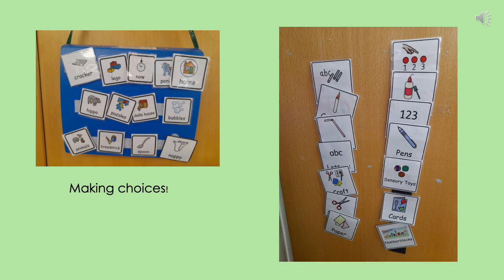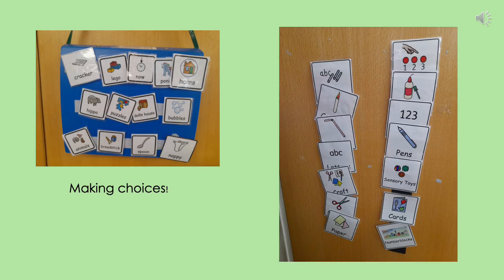Again, these are some photos that I've taken out on my travels. You can see they're very well used symbols here. So these are some different types of choosing boards. You've got one there which is on a folder. You've got another one there which is actually the inside door of a cupboard. And like I mentioned, choosing boards are a great way to motivate children to start communicating with us.